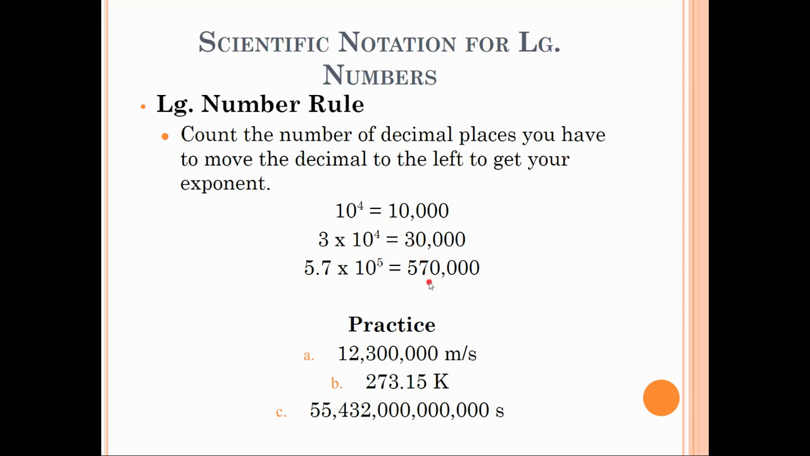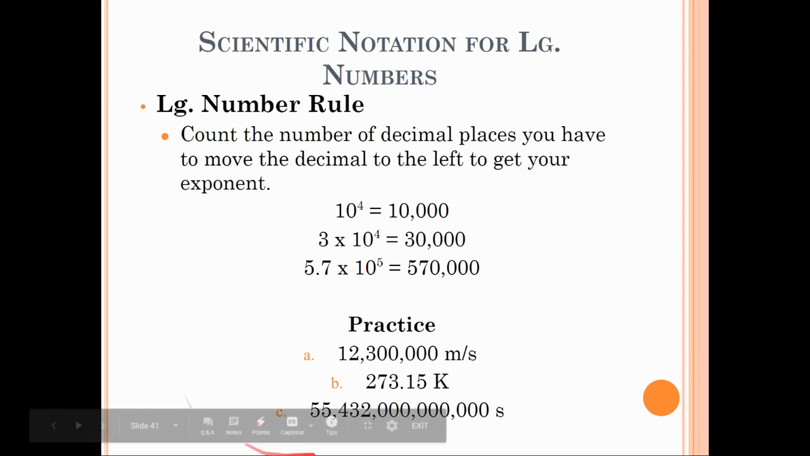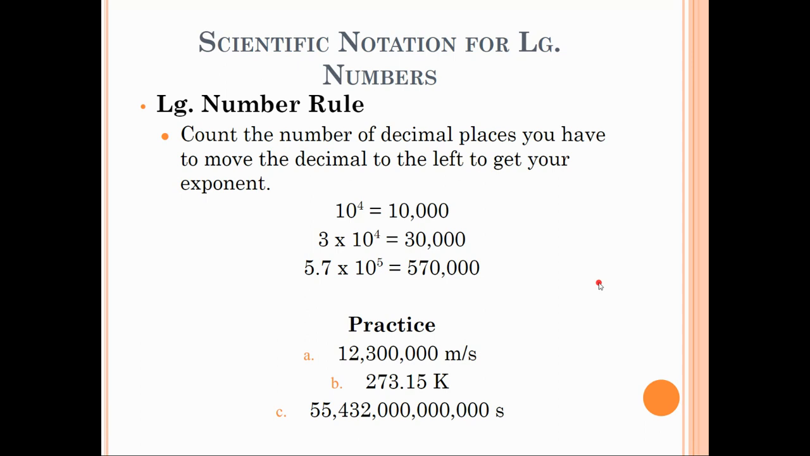All right, so now let's look at 570,000. Here's my decimal. 1, 2, 3, 4, 5. I'm going to stop in between the 5 and the 7 because those are significant figures. Okay, so it's 5.7 times 10 to the fifth. All right. So let's look at some practice down here. I am going to leave this, and then in another video I will go over these, okay? I will make another video where we go over the practices.